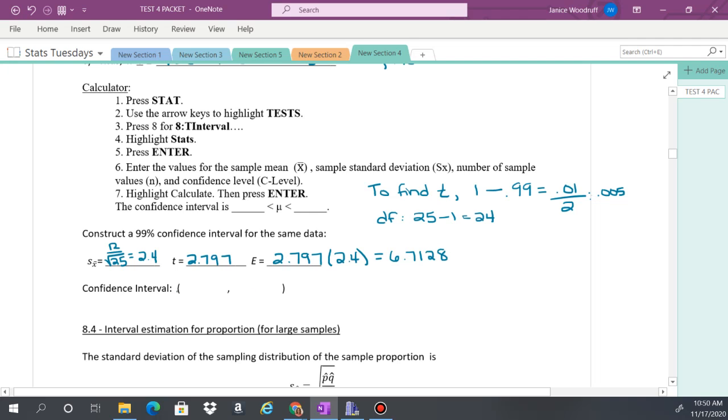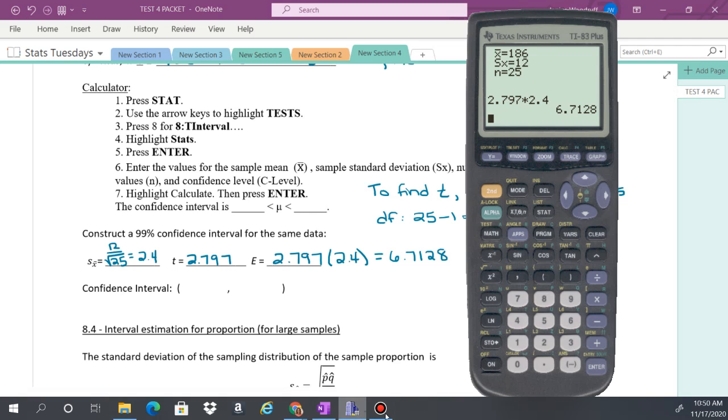And then the confidence interval is going to be x bar plus or minus e. So our x bar was 186 minus 6.7128 and then plus. So there you're going to get 179.2872. We'll do 2 decimal places. So 179.29, 192.71.